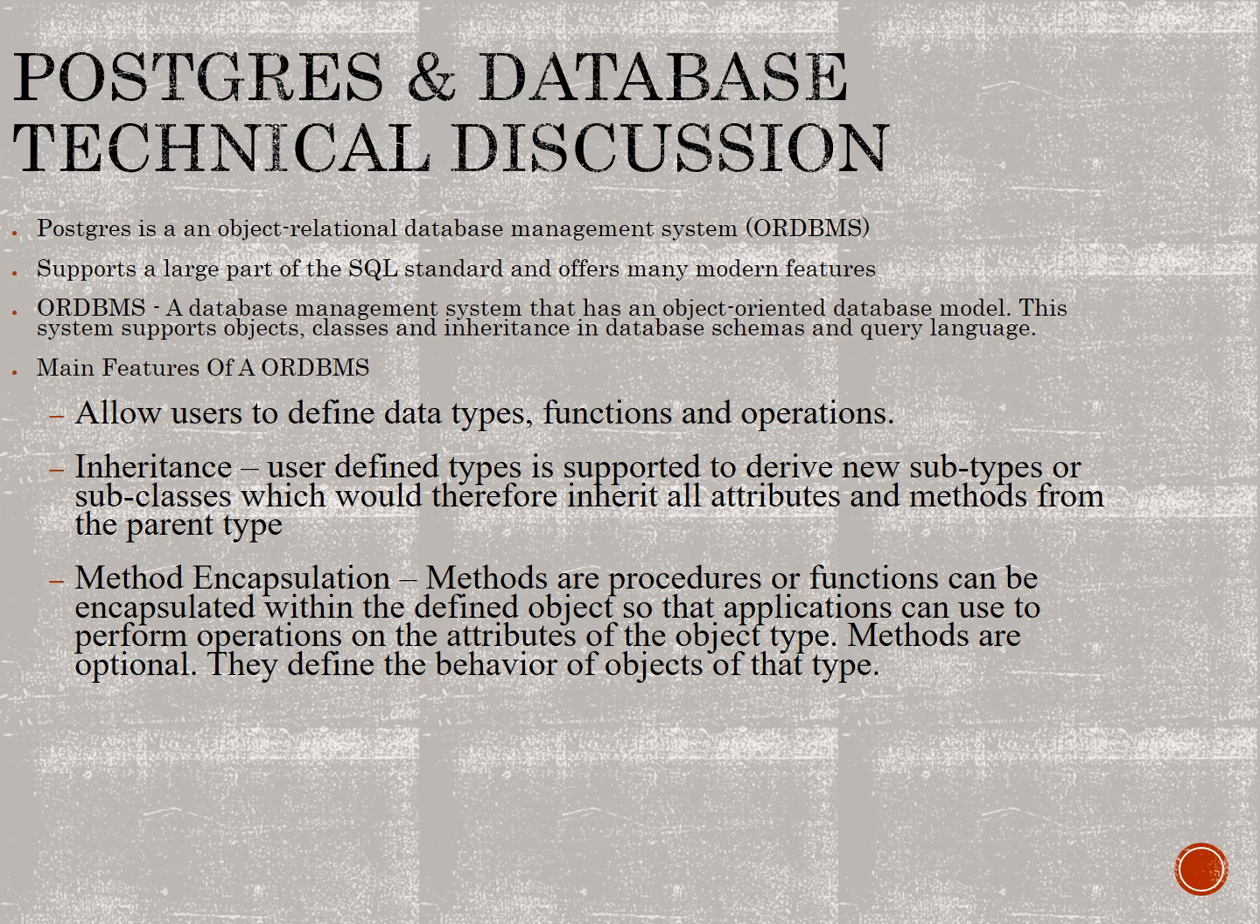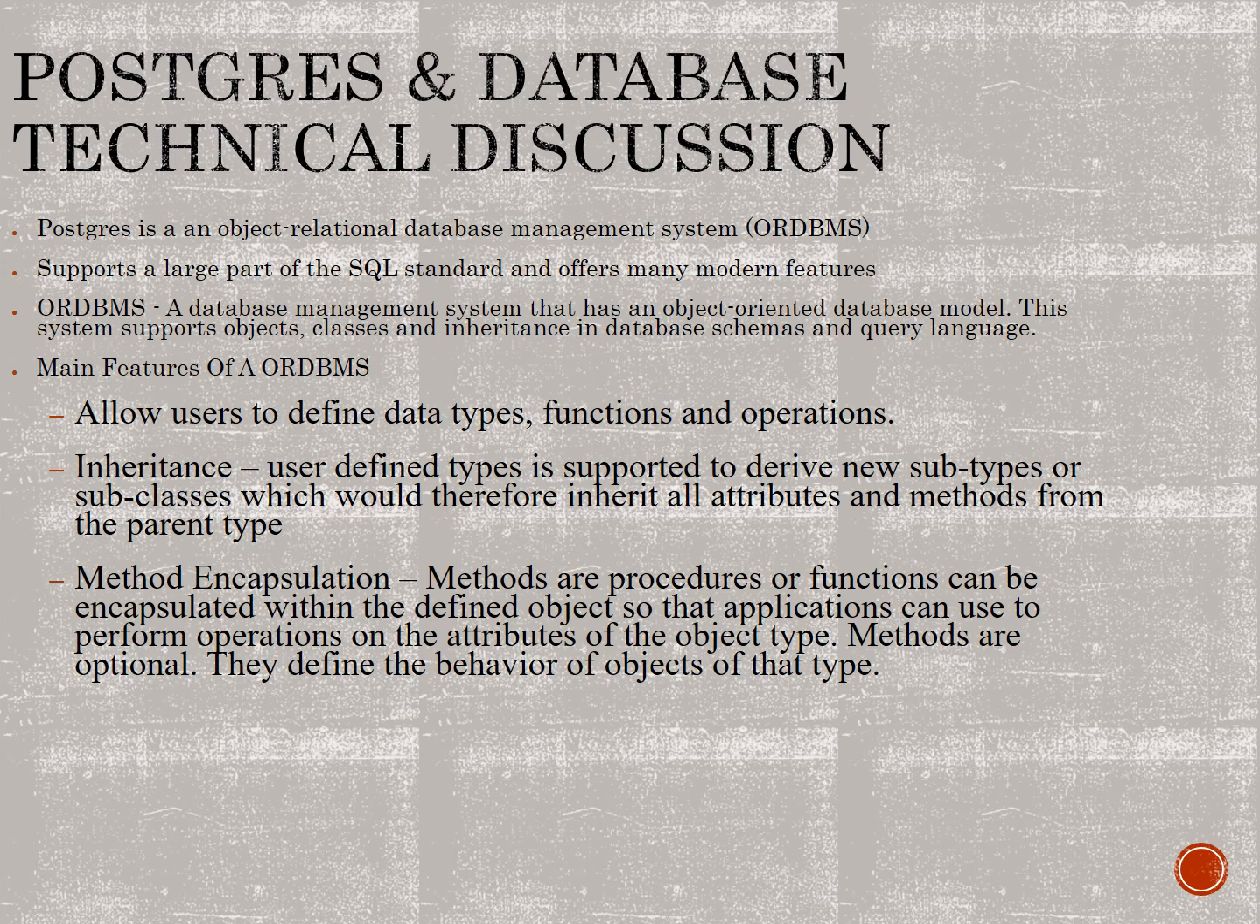What that means is, in object-oriented, everything's treated like an object. It's modularized, it's easy, it's more secure. To go on, it supports objects, classes, and inheritance in the database schemas and query language. Schemas is the tables, how it's laid out. The main feature of ORDBMS is it allows users to define data types, functions, and operations.